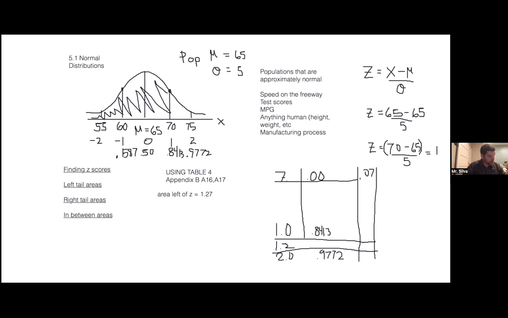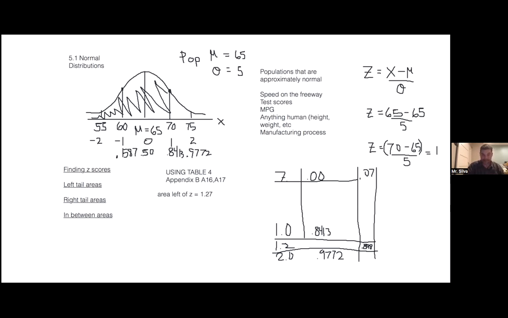1.27, 0.8980. Wow, that's pretty close to 90%. That's almost the top 10%. So the answer to this question, find the area to the left of z equals 1.27. I'm not going to put an equal sign here to represent z equals 1.27, which equals 0.898.